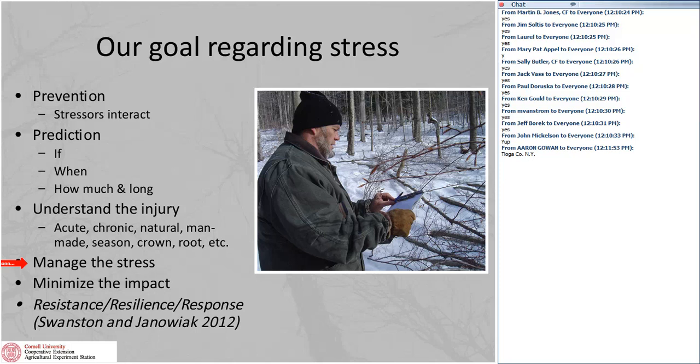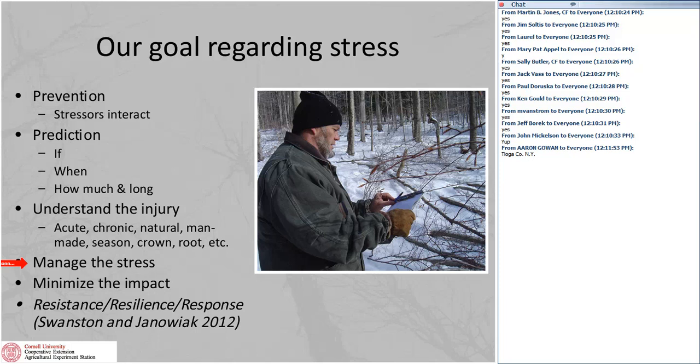And so the metric of managing for stress is that we're wanting to have healthy trees, but we're not wanting to compromise our market share. And then finally, being able to minimize the impact, as I just described.